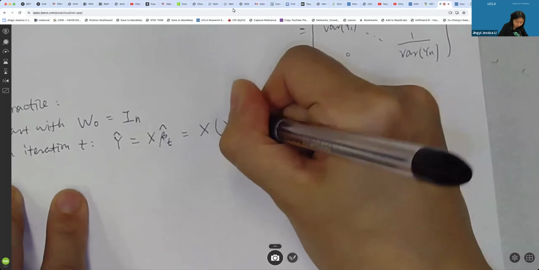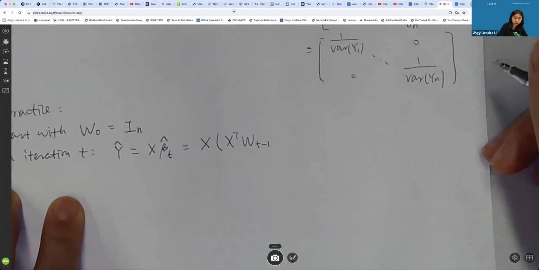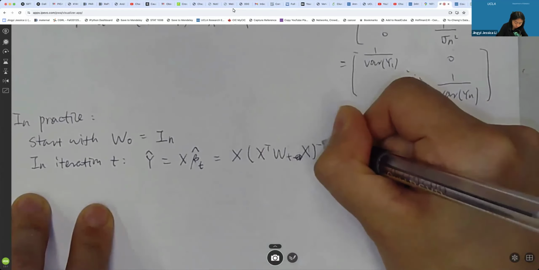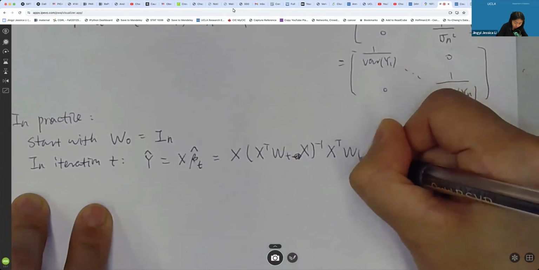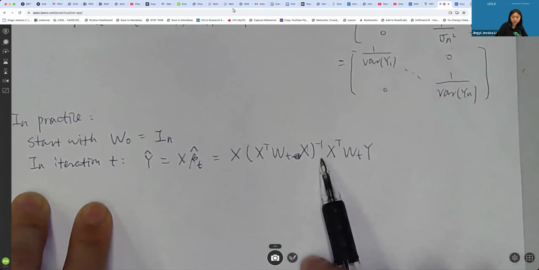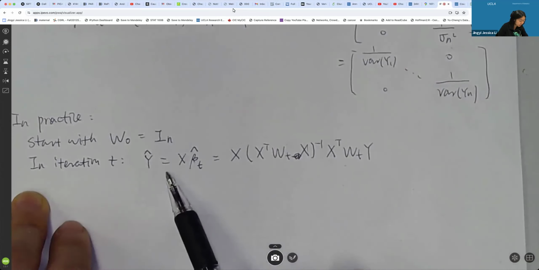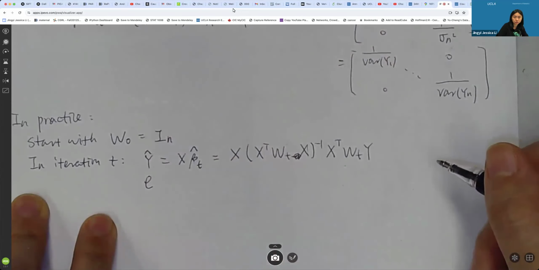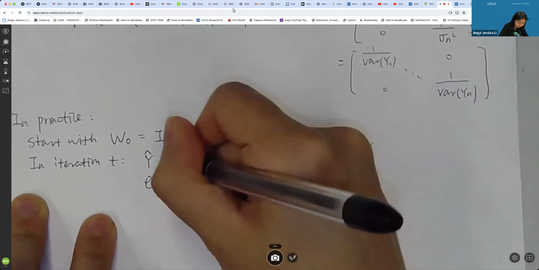So you will get X transpose W t minus 1 from the previous iteration, or I'll just say t for simplicity. X transpose W t X inverse times X transpose W t y. So this is how you get, from the current W t, the current beta hat t. And then from here, you compute the residual in this iteration as y minus y hat t.